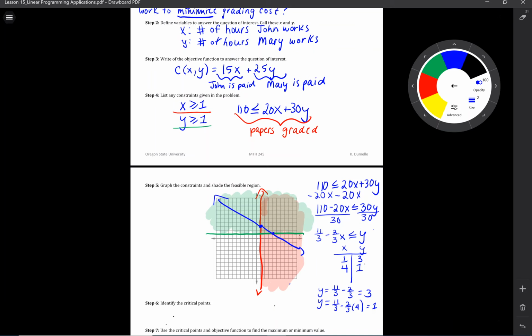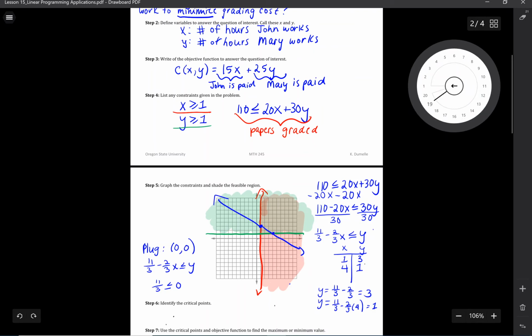And next, I want to figure out which region I should shade. So I will plug in a point 0, 0. This gives me 11/3 minus 2/3 x is less than or equal to y. If I plug in 0, 0, I get 11/3 is less than or equal to 0, which is not true. So I want to shade in the region that does not contain our point 0, 0. So that's going to be all of this up here.